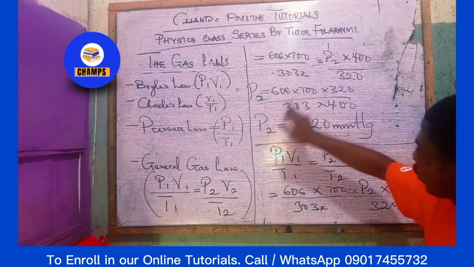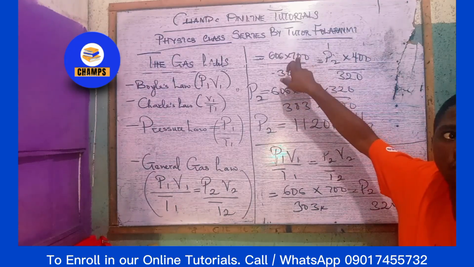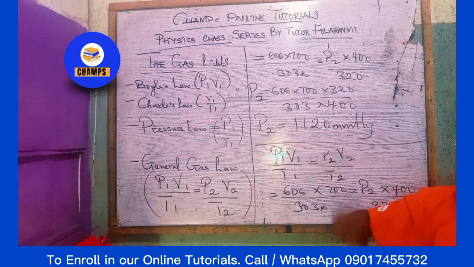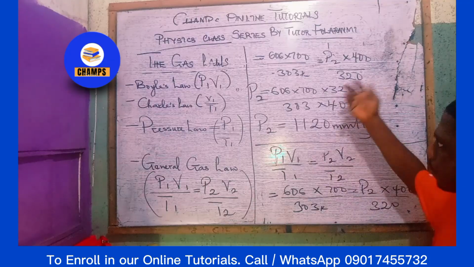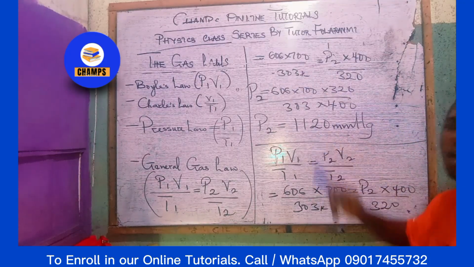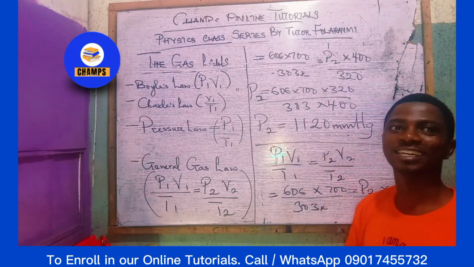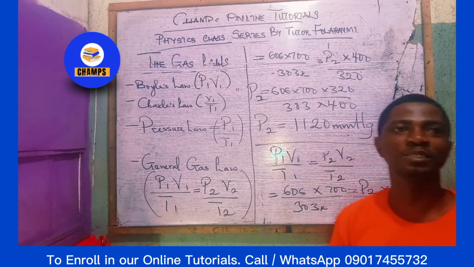Now you can see I guessed right, because I told you that since your volume is reducing from 700 to 400, then your pressure has to increase. So since your pressure was 606, your pressure went up to 1120. I believe this has proven the trick, and I hope you've learned one or two things from this video.